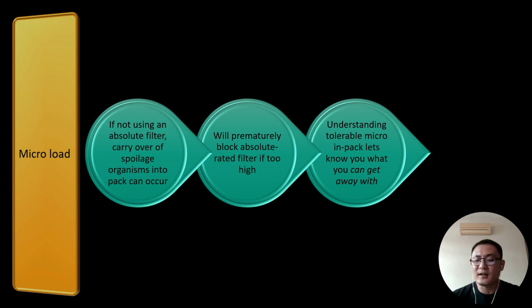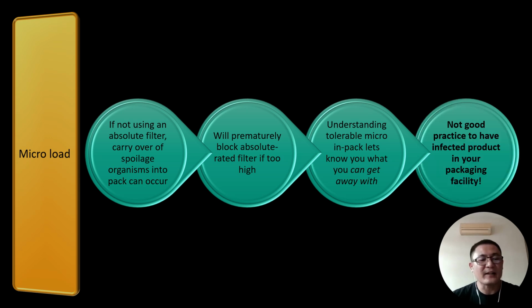Some companies allow a certain amount of microbes in the product, for example, 1 colony forming unit per milliliter. Thus, it is important to understand the tolerable microbe level in the pack first. As I highlighted earlier, we want the sterile filter to be able to remove all microbes in the product in order not to have any infected product in the packaging line.